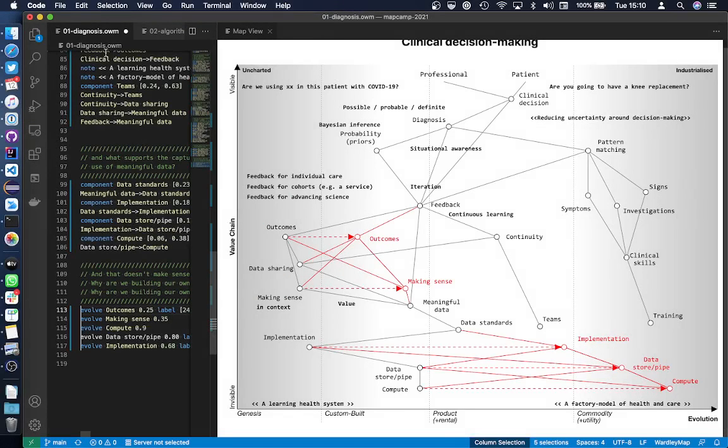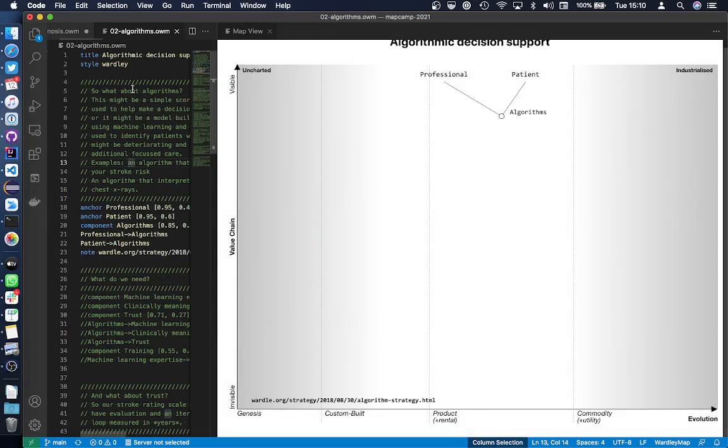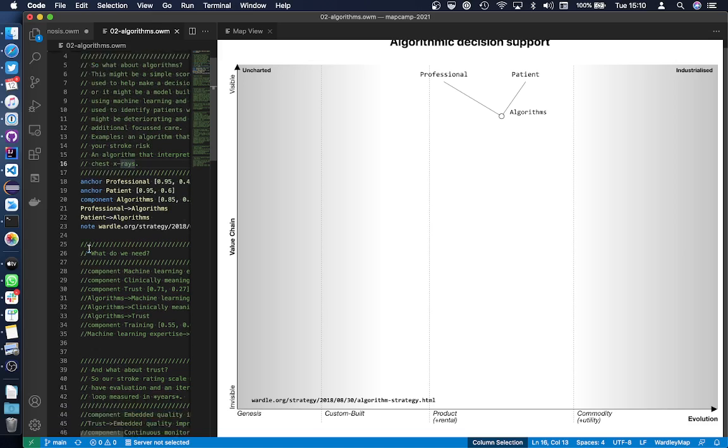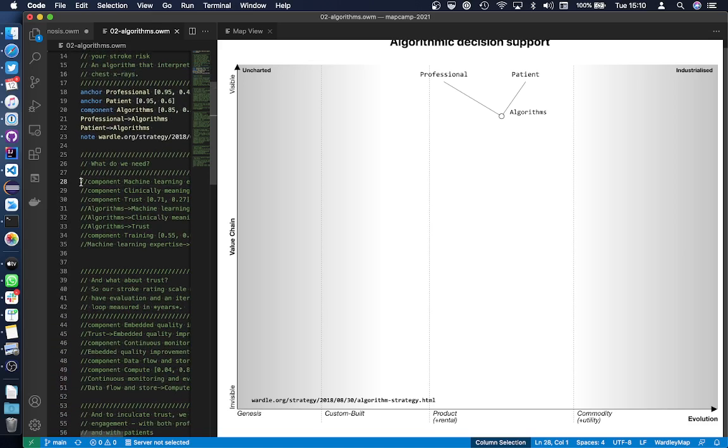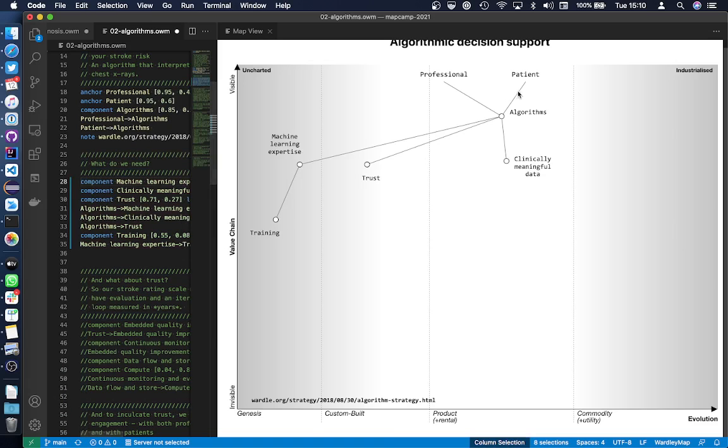So we want to use algorithms in our clinical practice. So what do we need for that? We can use mapping to help us with this. Here we have algorithms that are predicated upon clinically meaningful data. We've got some patterns emerging here. Algorithms are predicated upon trust in those systems. And also, if we're going to do some machine learning, we're going to need to develop expertise and have training in these models, and we are just at the beginning of that journey.